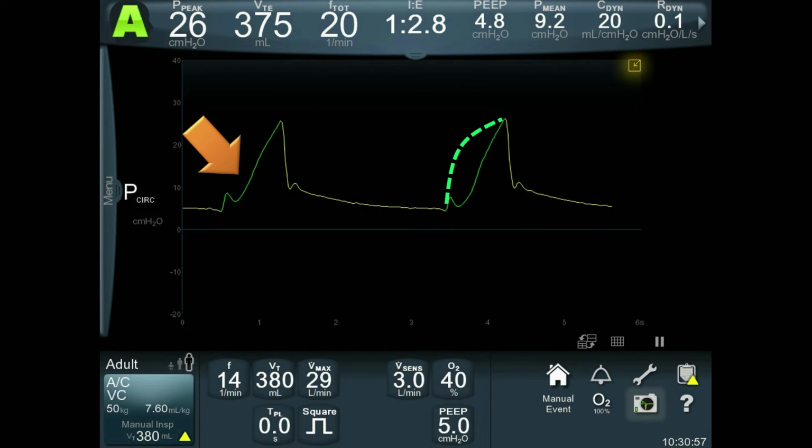The treatment for this problem is to increase the peak flow, for example, to 50 liters per minute, or to change the patient over to a pressure-controlled mode.